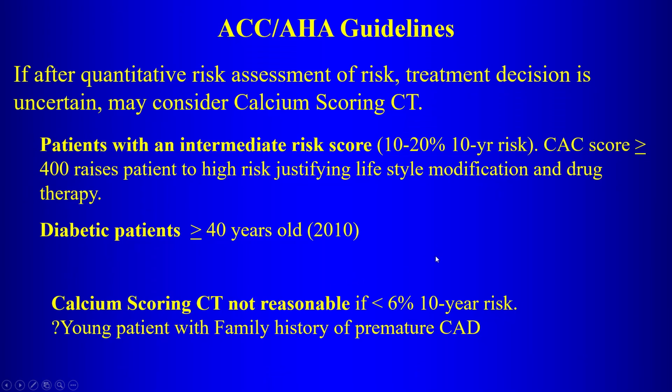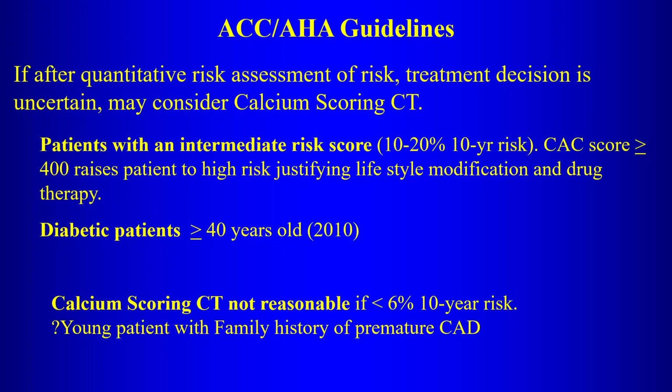So if after quantitative risk assessment a treatment decision is uncertain, you can consider calcium scoring. In patients with an intermediate risk based on traditional risk factors, a calcium score of greater than 400 will raise the patient to high risk, which would justify lifestyle modification and drug therapy. Also, for diabetic patients greater than 40 years of age, you may also consider coronary calcium scoring for stratifying risk.